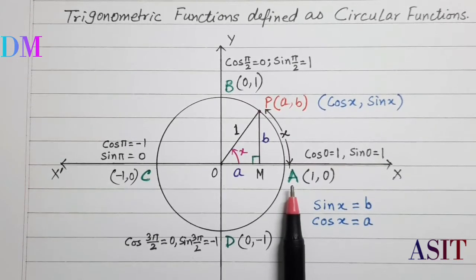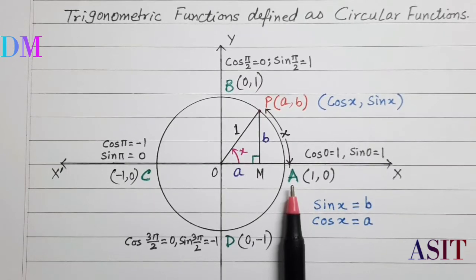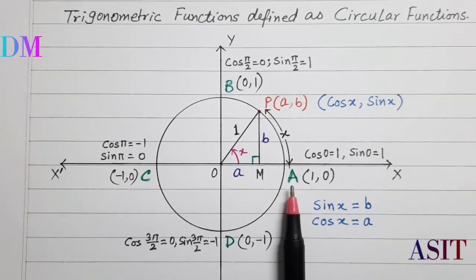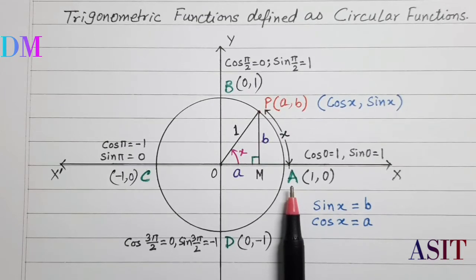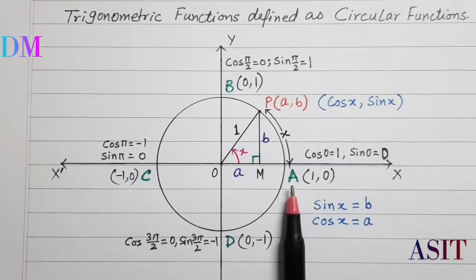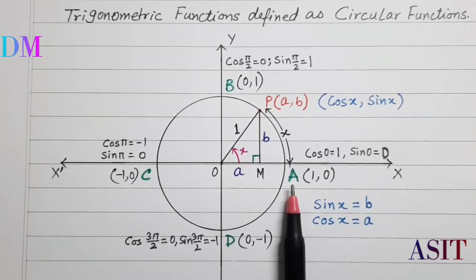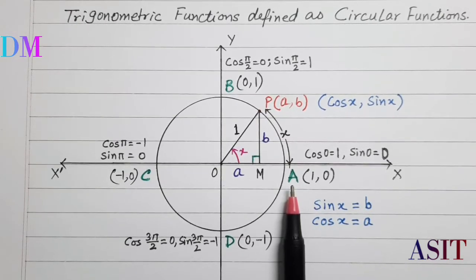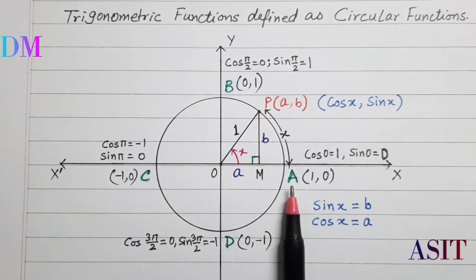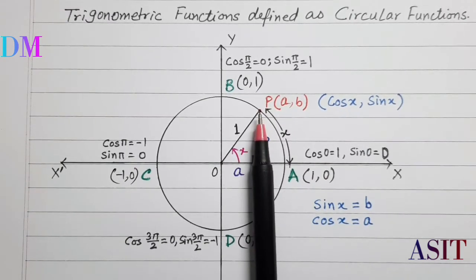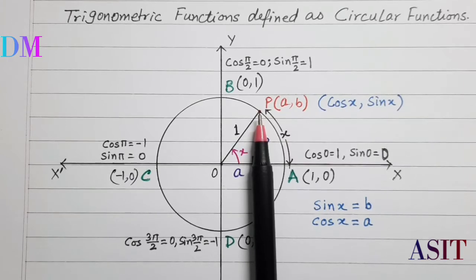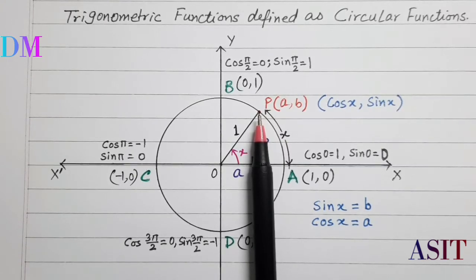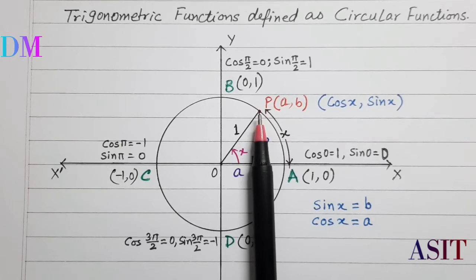which is 2 pi angle. So therefore we can write cos 2 pi equals 1 and sin 2 pi will be equal to 0. I made a mistake here, sorry for the mistake. I mistakenly wrote sin 0 equals 1, but sin 0 is 0. Now we can see that if we start from P, then after a complete rotation of 2 pi, it will come back to the point P again.